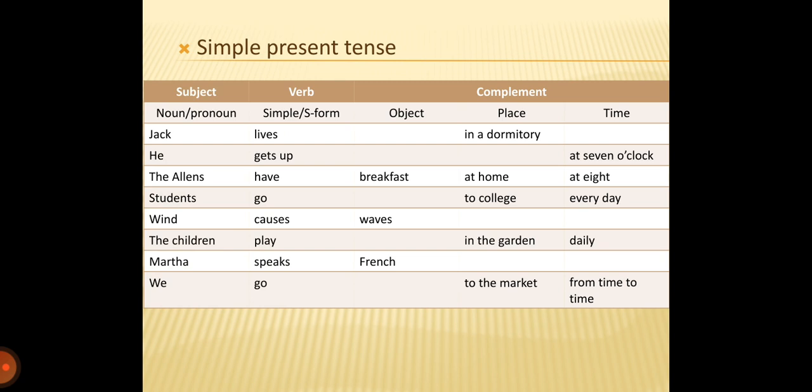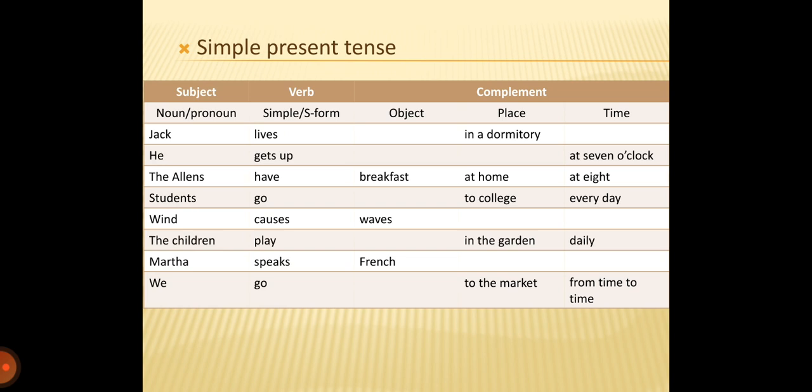For the subject, we may have a noun like Jack, the Allens, students, or we can have pronouns like he, we, she, I, etc. At the verb slot, we can have the verb without s like have, go, play, and we can have the verb with the third singular s like lives, gets, causes, speaks. Pay attention to the type of the sentence.